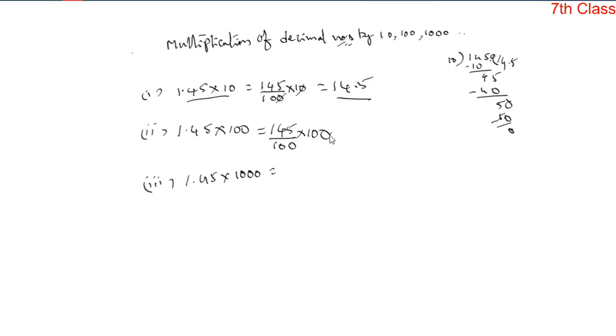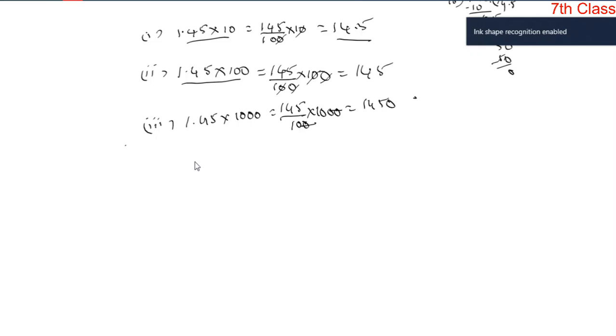Now we can cancel the zeros, which is equal to how much? 145. That means 1.45 into 100 is equal to 145. Now like that you multiply the same number by 1000. So 1.45 means 145 by 100 into 1000, which is equal to, cancel 2 zeros, 145 times 10, 1450.